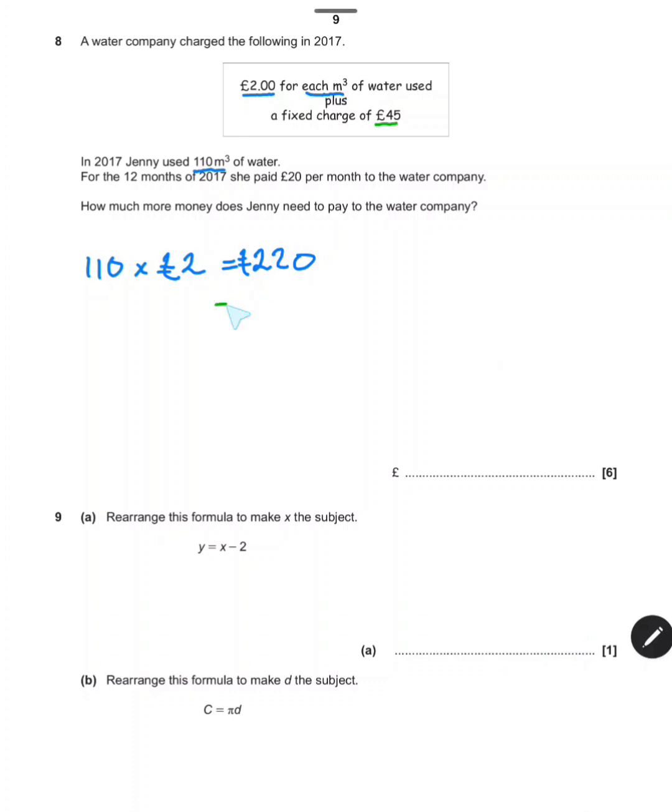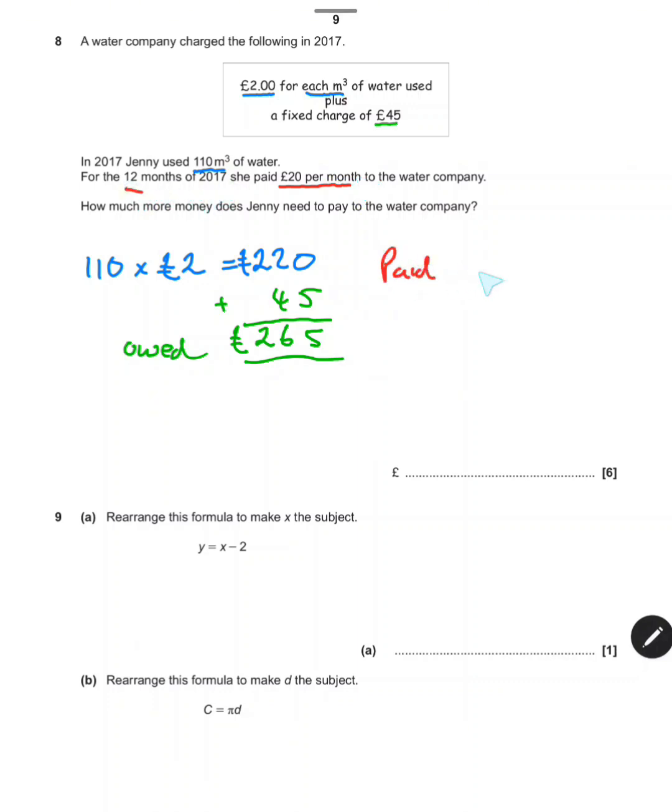Don't forget, we need to add on the fixed charge of £45. And if we just add those together, 0 add 5 is 5, 2 add 4 is 6, and 2 is just 2. So altogether, she owed £265. Question says that she's paid £20 per month for 12 months.